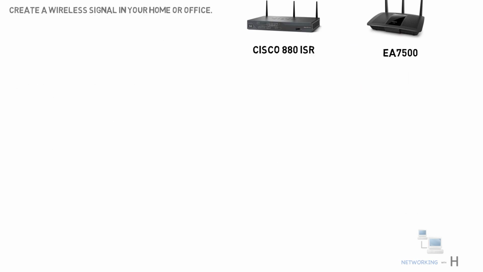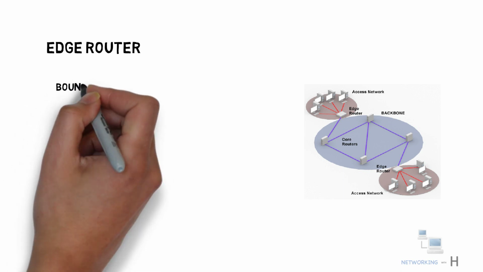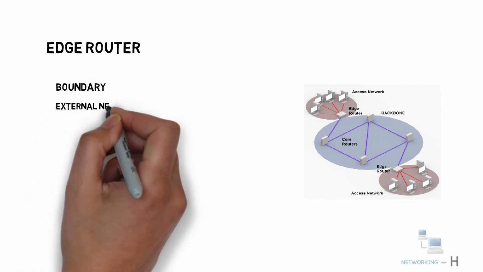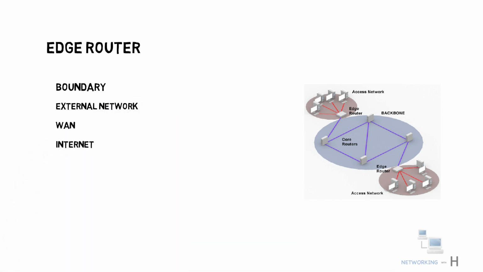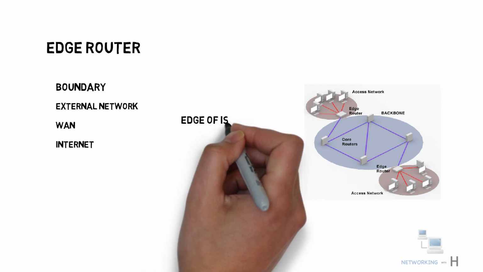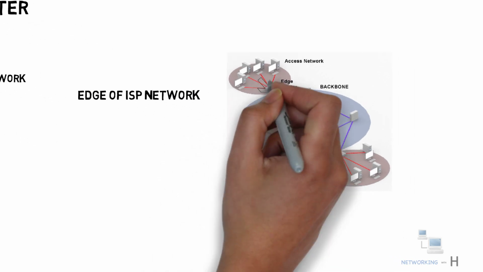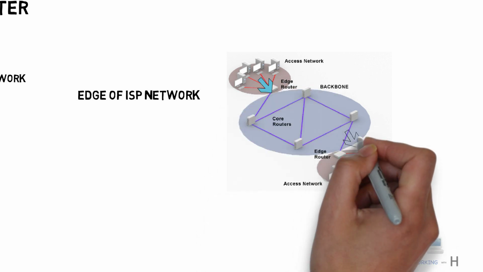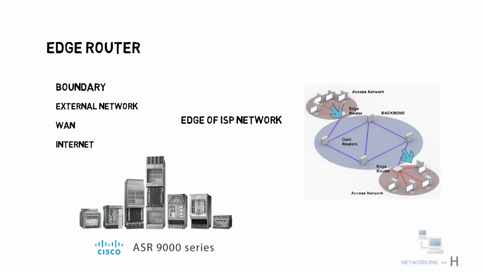The next router is the edge router, which is a specialized router residing at the edge or boundary of a network. This router ensures the connectivity of its network with an external network, a WAN, or the internet. This type of router is placed at the edge of the ISP network. Edge routers inject classified traffic from the customer into the core and forward from the core to the customer. Cisco ASR 9000 series routers are one of the examples of Cisco edge routers.